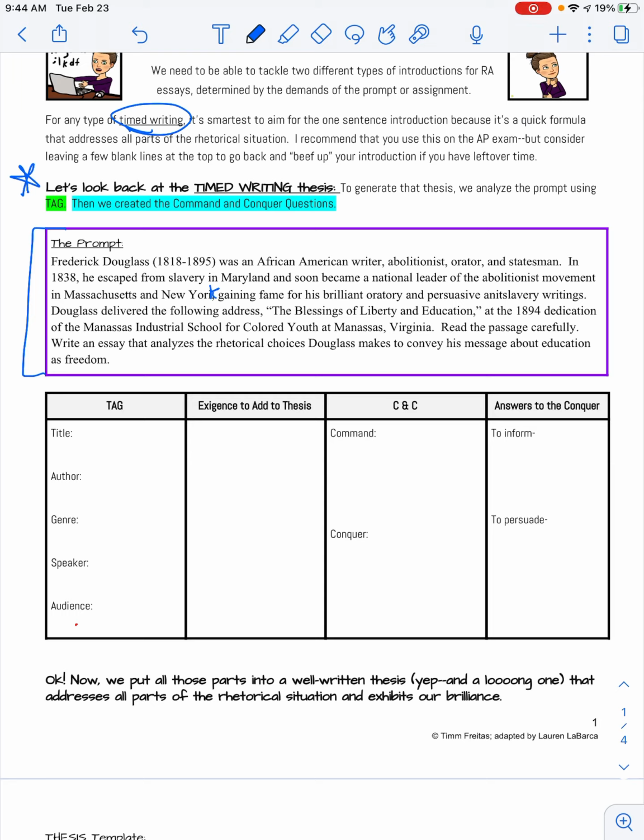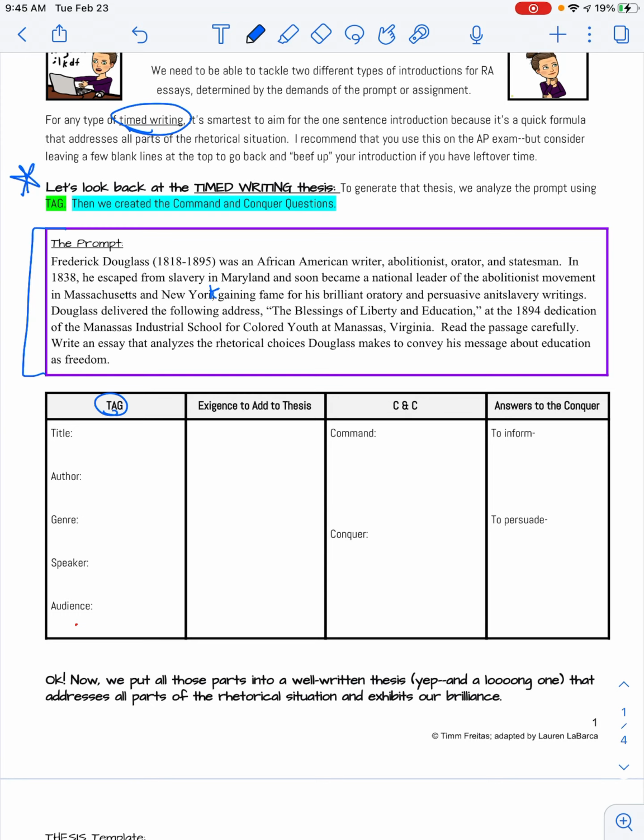Read the passage carefully. Then, write an essay that analyzes the rhetorical choices Douglass makes to convey his message about education as freedom. So, this is what we call the stable wording. This is the type of prompt that you will always get for rhetorical analysis, and it sets us up to be successful in identifying the pieces of the rhetorical situation.